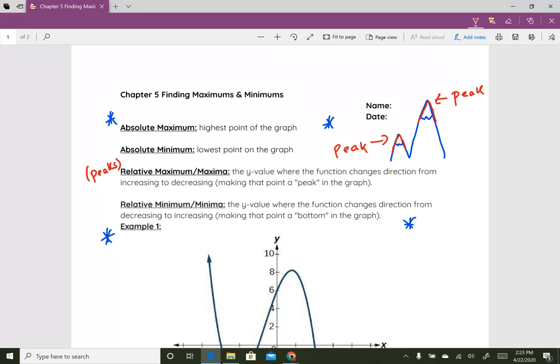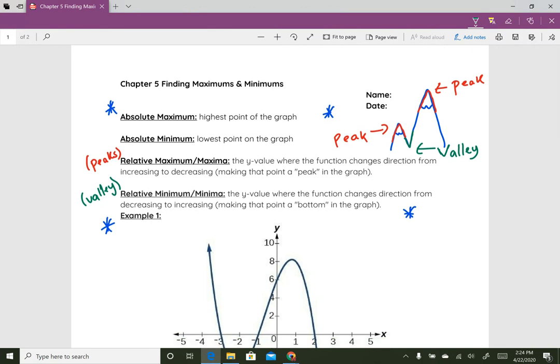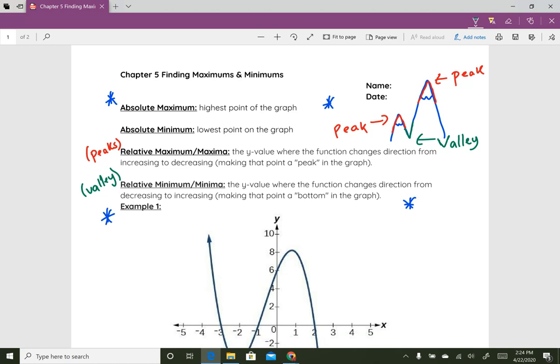And relative minimum, well, those are kind of like valleys, right? So those are anywhere where my function changes direction from decreasing to increasing. So we can think about that as a valley. So think of relative minimum as valley and relative maximum as peaks. And maxima is just the plural, minima is just the plural. So let's go into this example, see what we can do here.